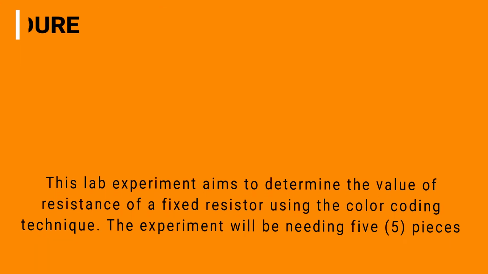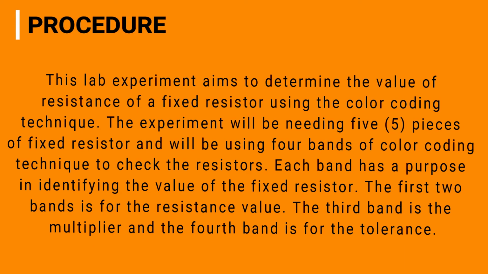This lab experiment aims to determine the value of resistance of a fixed resistor using the color coding technique. The experiment needs 5 pieces of fixed resistor and will use the 4-band color coding technique to check the resistors. Each band has a purpose in identifying the value of the fixed resistor. The first 2 bands are for the resistance value. The third band is the multiplier and the fourth band is for the tolerance.